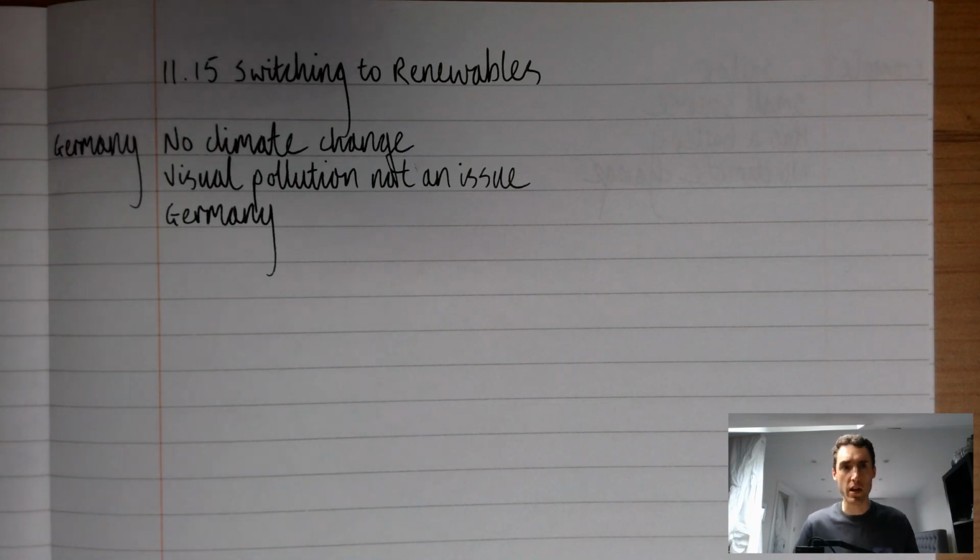Visual pollution is one that I've got in the first example. But really, it's about getting students to read the language in the question and infer that it's talking about one of those three things. So let's have a look and see what that means.